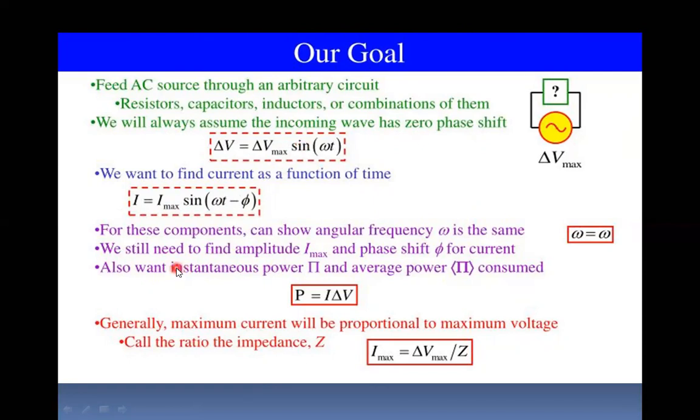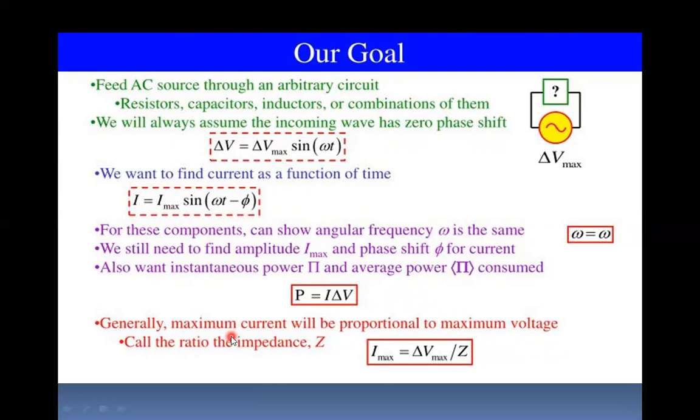For both these components, we will take the angular frequency omega as the same, and we still need to find out the difference between these two. This is the amplitude variation as well as the phase angle, because both are sinusoidal, only differing in amplitude and phase angle. So we will take I is equal to I max sine of omega t minus phi, where we have to find the value of I max and the phase angle.